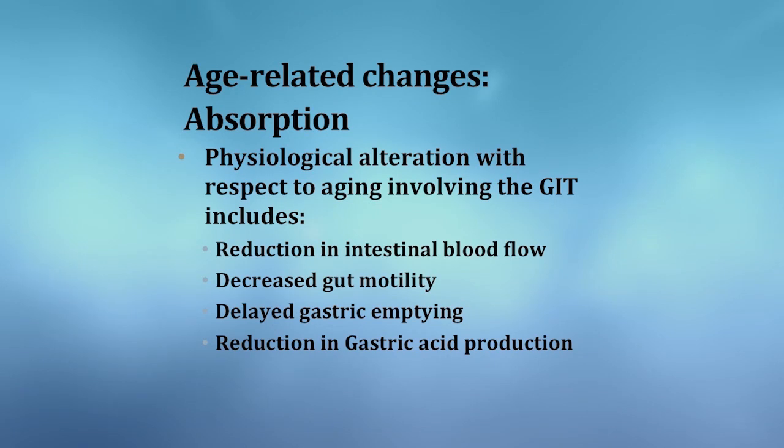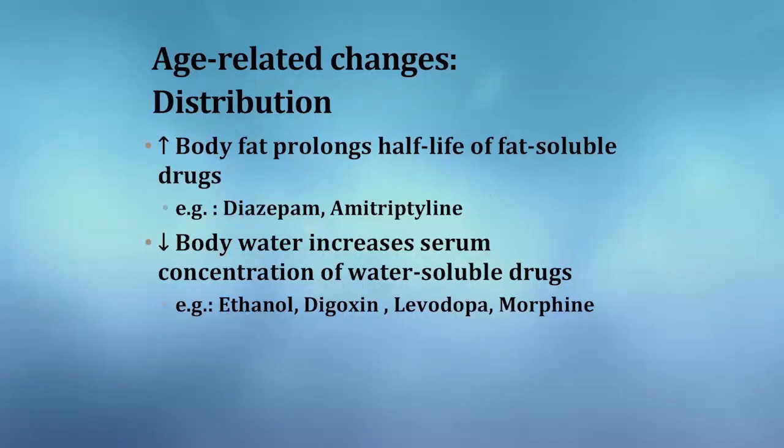When we speak about the age-related changes associated with absorption, we can see that physiological alteration with respect to aging involving the GI system includes reduction in the intestinal blood flow, decreased gut motility, delayed gastric emptying, and reduction in gastric acid production. Age-related changes associated with distribution are also seen in adults.